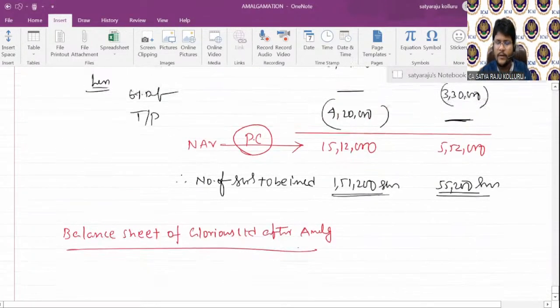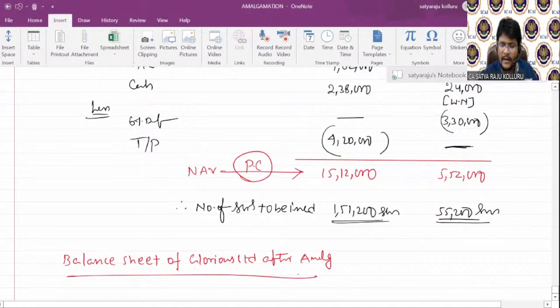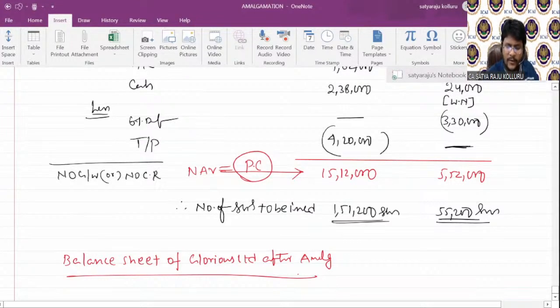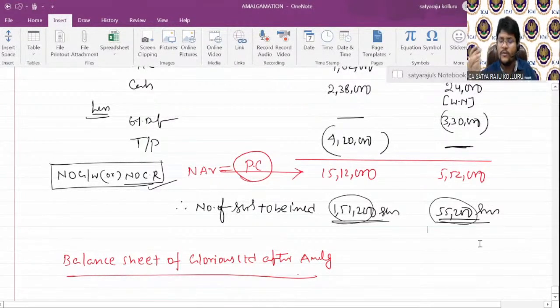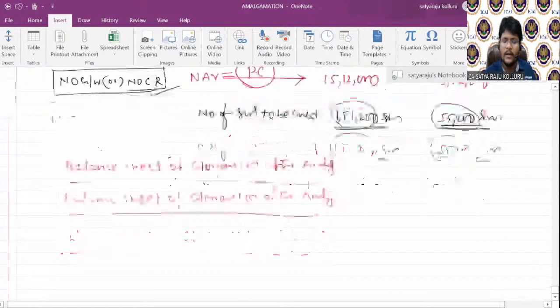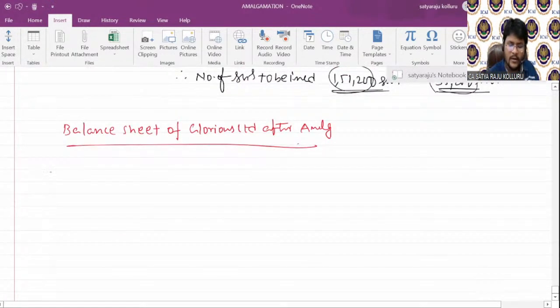Before doing this, you need to check one thing. Sir, here PC is equal to NAV. That's why there is no chance of goodwill or capital reserve arising. This is my observation: no goodwill, no capital reserve, because PC is equal to NAV. Even though the method is amalgamation in the nature of purchase, here NAV is equal to purchase consideration. That's why no goodwill, no capital reserve. Am I right? And all the equity shares are issued at face value only. That's why there is no securities premium as well.